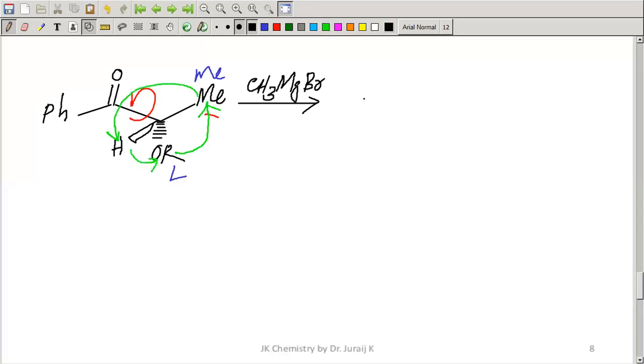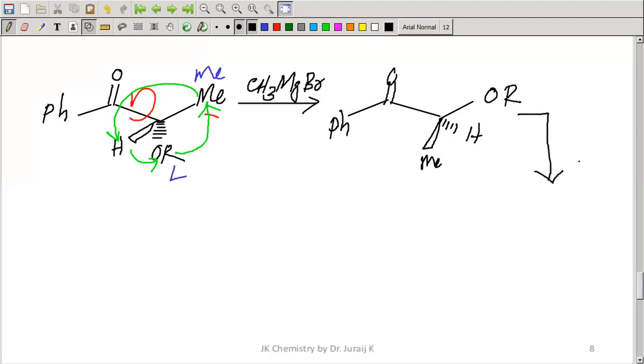Then your structure will be like this: Ph, double bond O. Now OR becomes in the plane of paper. Now Me will be in the wedge position. Then H will be in the dash position. Now you can easily apply our trick. This is a syn. Then chelation will be the right choice. The heteroatom is here. This is the heteroatom.